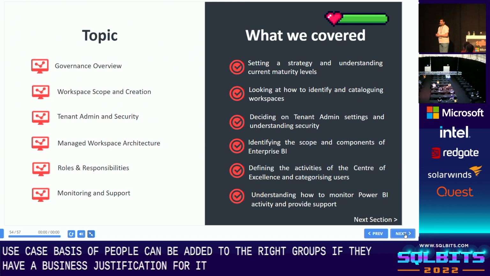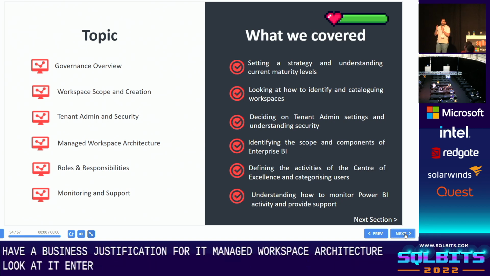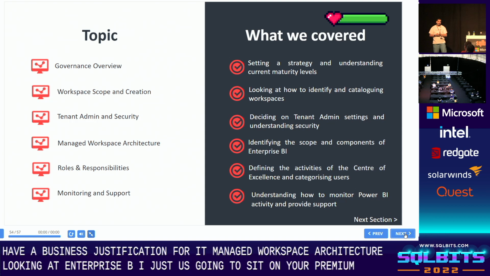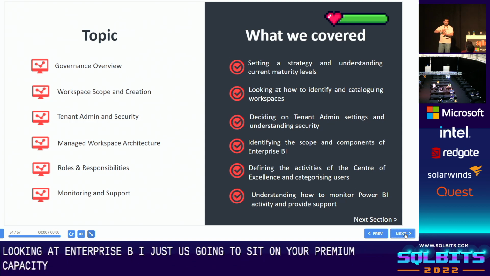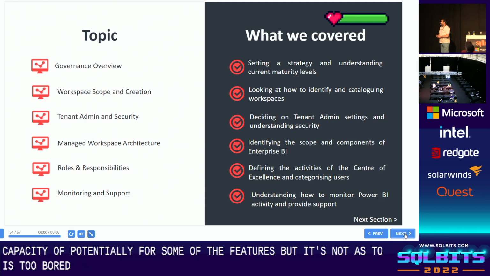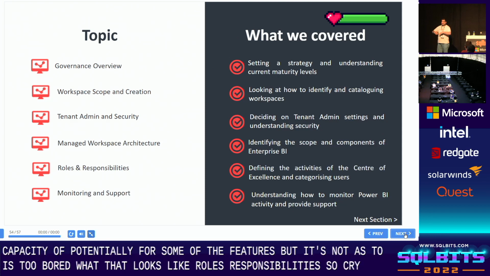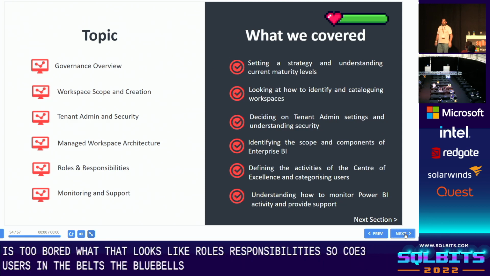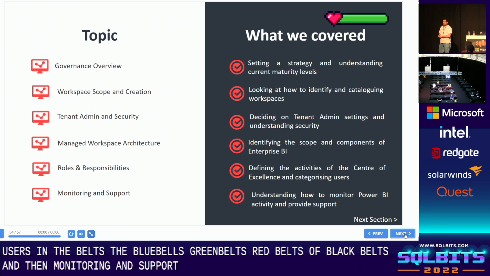Manage workspace architecture, looking at enterprise BI, the stuff that's going to sit on your Premium per capacity. Premium per user potentially for some of the features, but it's too broad. What that looks like: roles, responsibilities. So COE, the users in the belts, the blue belts, green belts, red belts and black belts. And then monitoring and support around some of those.